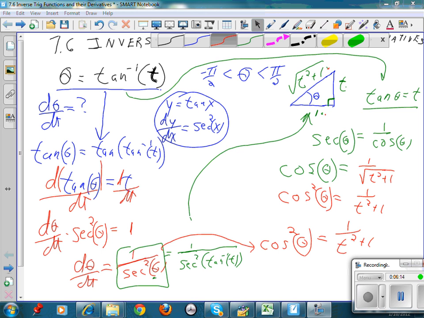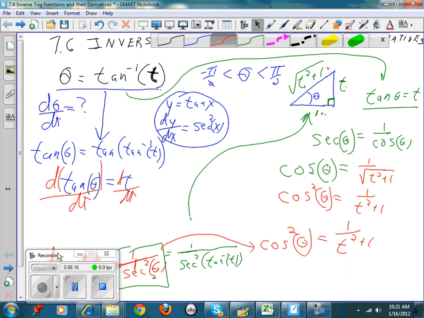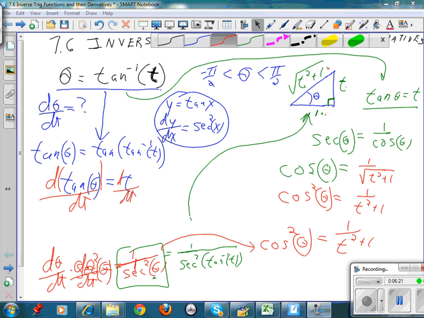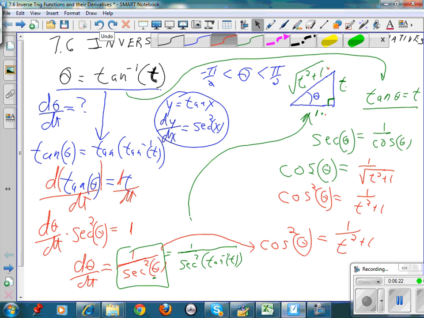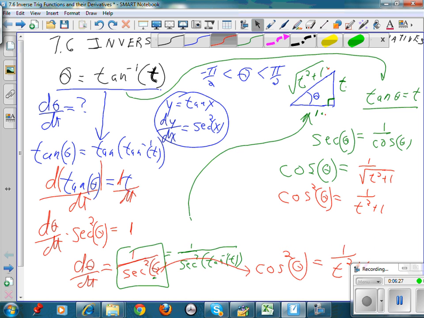So what is the derivative? This gets kind of messy here. Whoops. I'm going to go backwards here. The derivative of the inverse tangent is this.